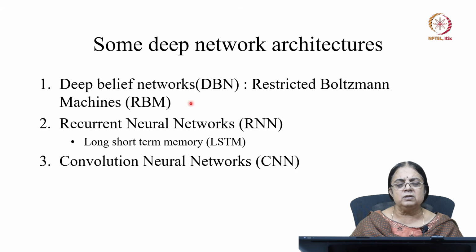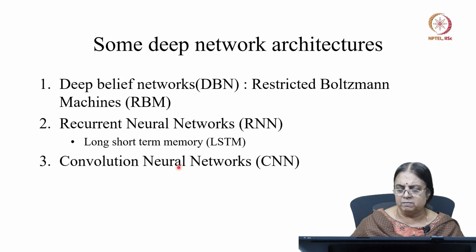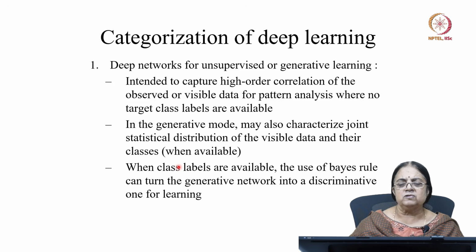So these are some deep network architectures, like I said, deep belief networks, restricted Boltzmann machine. Then you have recurrent neural networks, that is the RNN, and you have variations of the RNN, which is LSTM, and then the convolution neural network, etc. These are some, there are others also. So let us see the categorization.